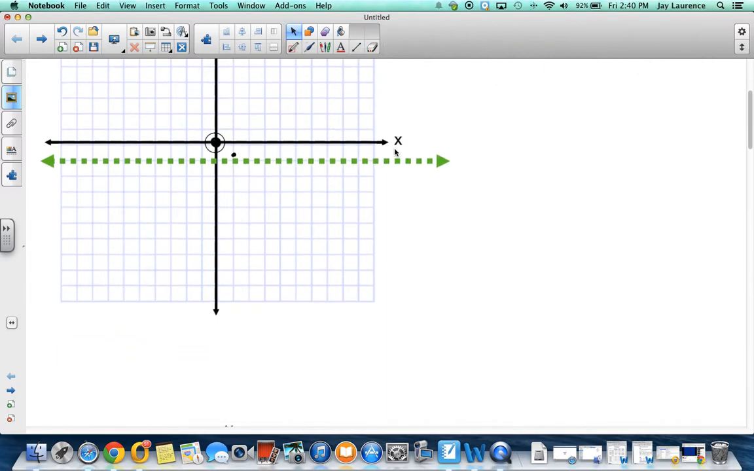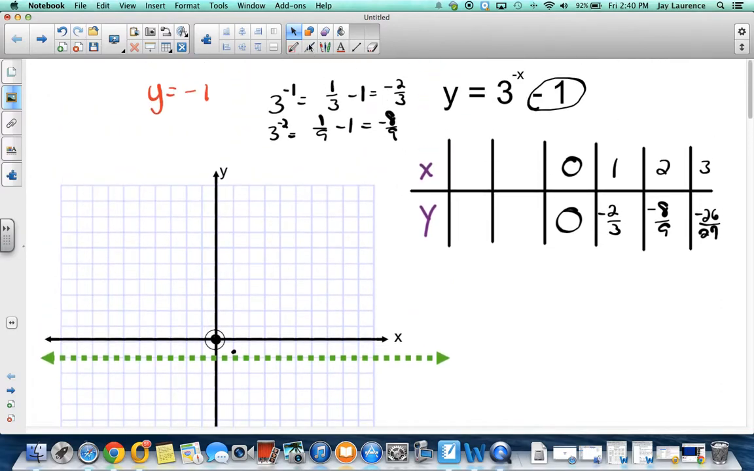Okay, now, what's going to happen when I go to the left of 0? Well, if I put negative 1 in here, I'm going to get 3 to the negative of negative 1, which is 3, and 3 minus 1 is 2. So negative 1 is going to go up to 2 right there. Okay, and when I put negative 2 in, I'm going to get 9, and 9 minus 1 is 8. And so I'll be up there. And so my curve is going to look something like this, my exponential graph.